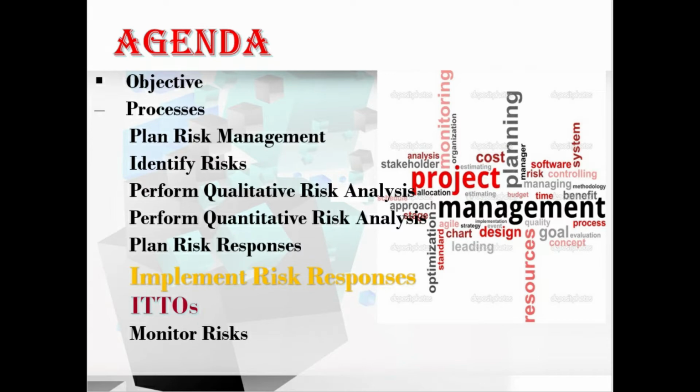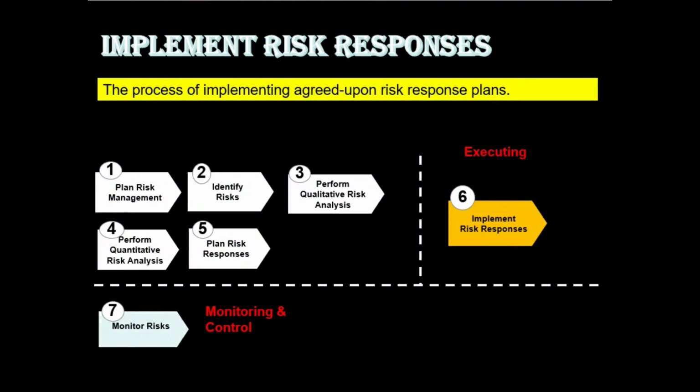Let me start here. It is the sixth process in the project risk management knowledge area, and it is defined as the process of implementing the agreed upon risk response plans. This definition is per the PMBOK guide. Hope you understood it clearly. The key benefit of this process is that it ensures the agreed upon risk responses are executed as planned, in order to address the overall project risk exposure, minimizing the individual project threats and maximizing the individual project opportunities. Hope you understood its definition and the key benefit of this process.